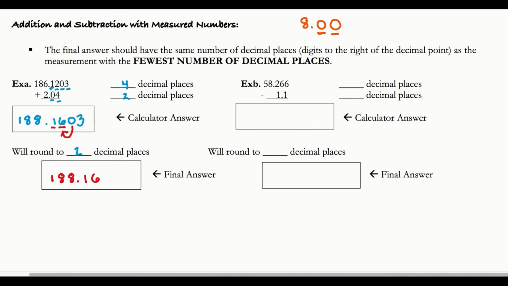For example B, I'm subtracting, so again, fewest number of decimal places. 58.266 minus 1.1, an unrounded value is going to be 57.166. Okay, now I'm going to count decimal places. 58.266, you've got 1, 2, 3 decimal places there. For 1.1, you've got 1 decimal place, which means my final answer should only have 1 decimal place. All right, so what that tells me is I just want to keep this 1 because I want just 1 decimal place. However, that 6 is going to round the 1 up, so my answer is going to be 57.2.